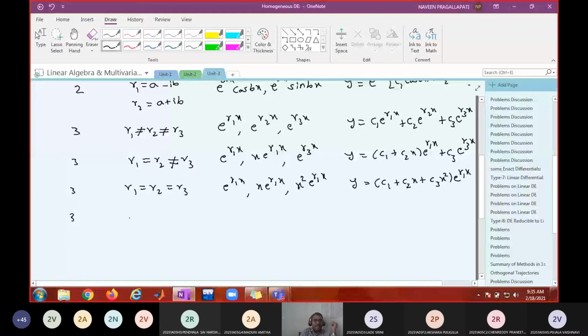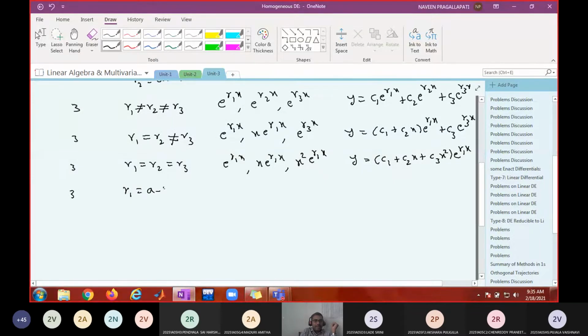One root may be real, and the remaining roots may be complex conjugates. R1 equal to A minus IB, R2 equal to A plus IB, and R3. Then what will be the general solution? Can you tell me directly? Y equal to e power ax into C1 cos bx plus C2 sin bx. What will be the third term? Plus C3 e power R3x. Is it fine?